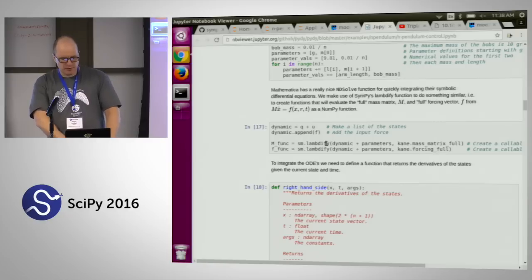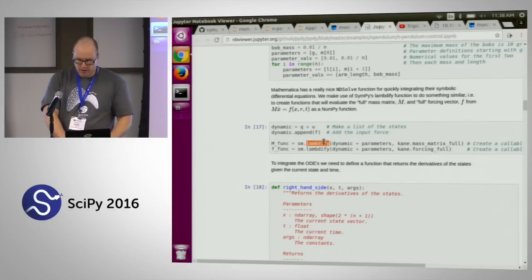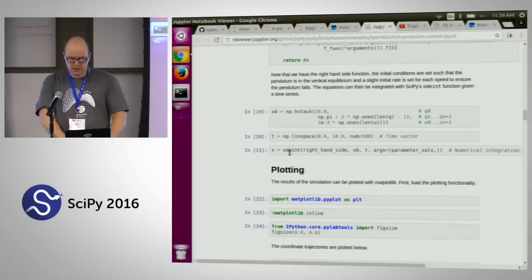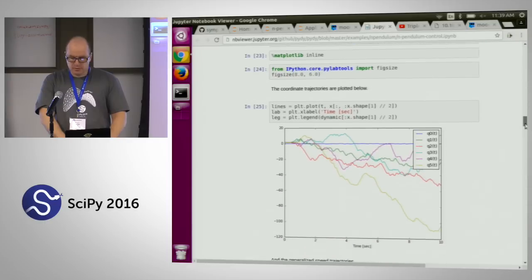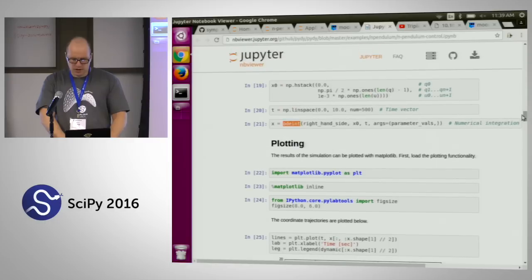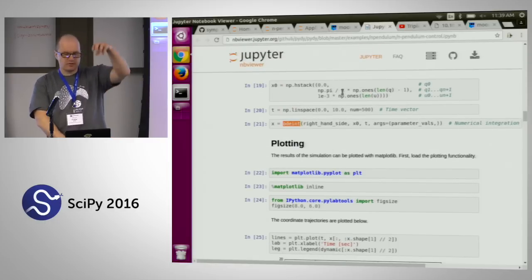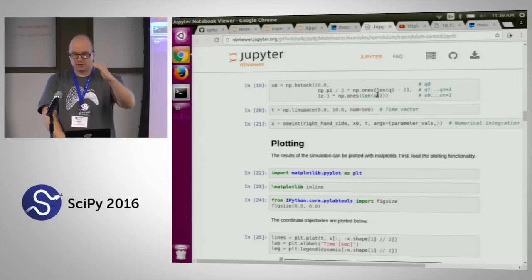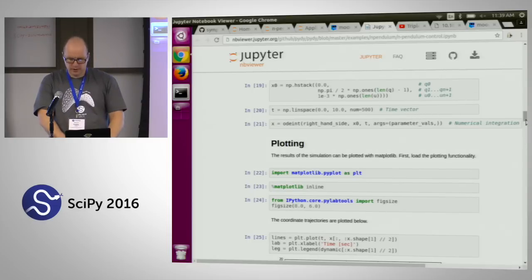You've seen lambdify. So we lambdify it first, and then we create a function that creates the right-hand side for SciPy, and we use SciPy's odeint to solve it. And then we can plot it. In this case, the initial conditions are specified here. All the pendulums are vertical, and then each initial angular velocity is a little bit to the right, so that the pendulum falls.